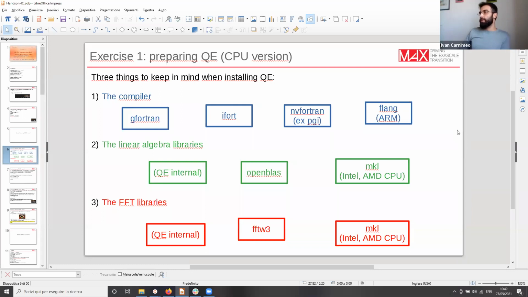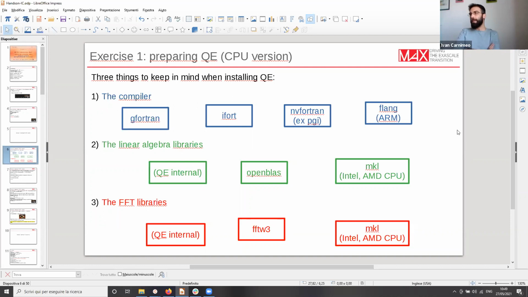And we also have nvfortran. You might have known it by its previous name, which was PGI. I guess in the last months, I think last year it was renamed, and now it is nvfortran. So nvfortran is the compiler which was previously named PGI. And also, if you have ARM architectures, you have Flang. There are also other options, but I think these are the most popular ones.